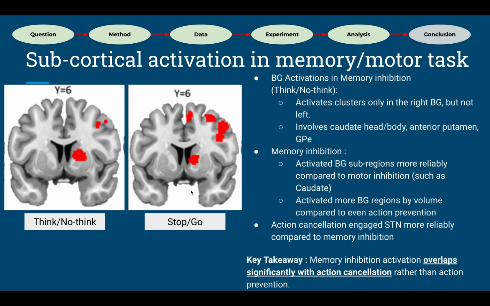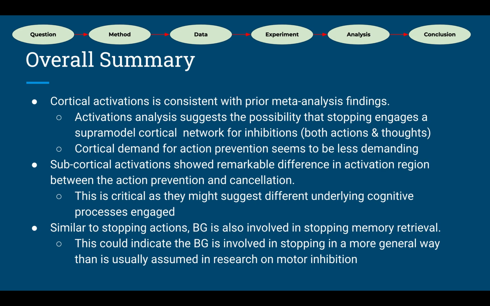Now when we compare the activities between the memory and motor cancellation tasks, several interesting observations arise. Both tasks show significant overlap in the BG regions. Although memory inhibition reliably activates several BG regions such as the caudate and anterior putamen, which are not active in the motor cancellation task. Again, the key takeaway is that the memory inhibition activation overlaps significantly with the action cancellation rather than action prevention.